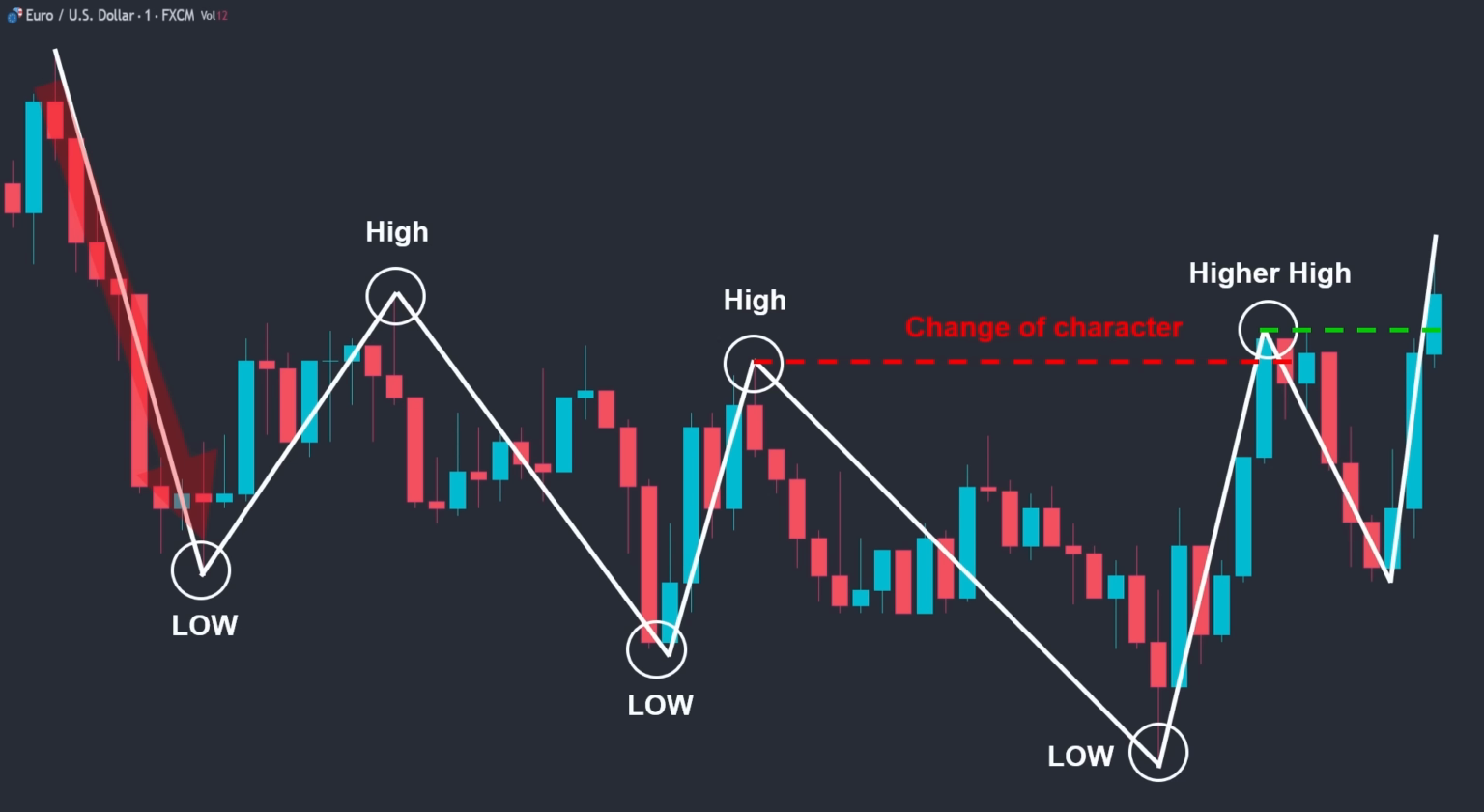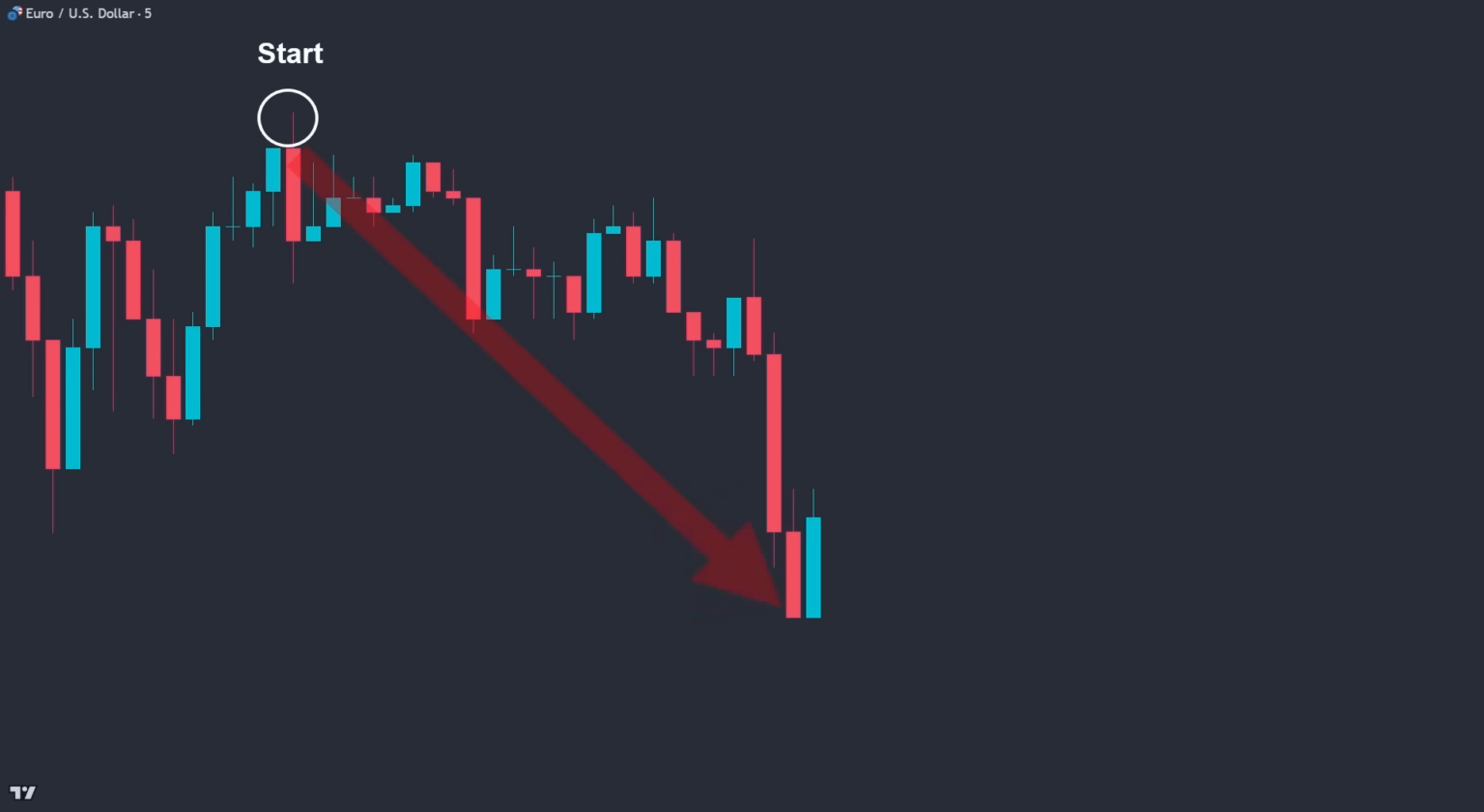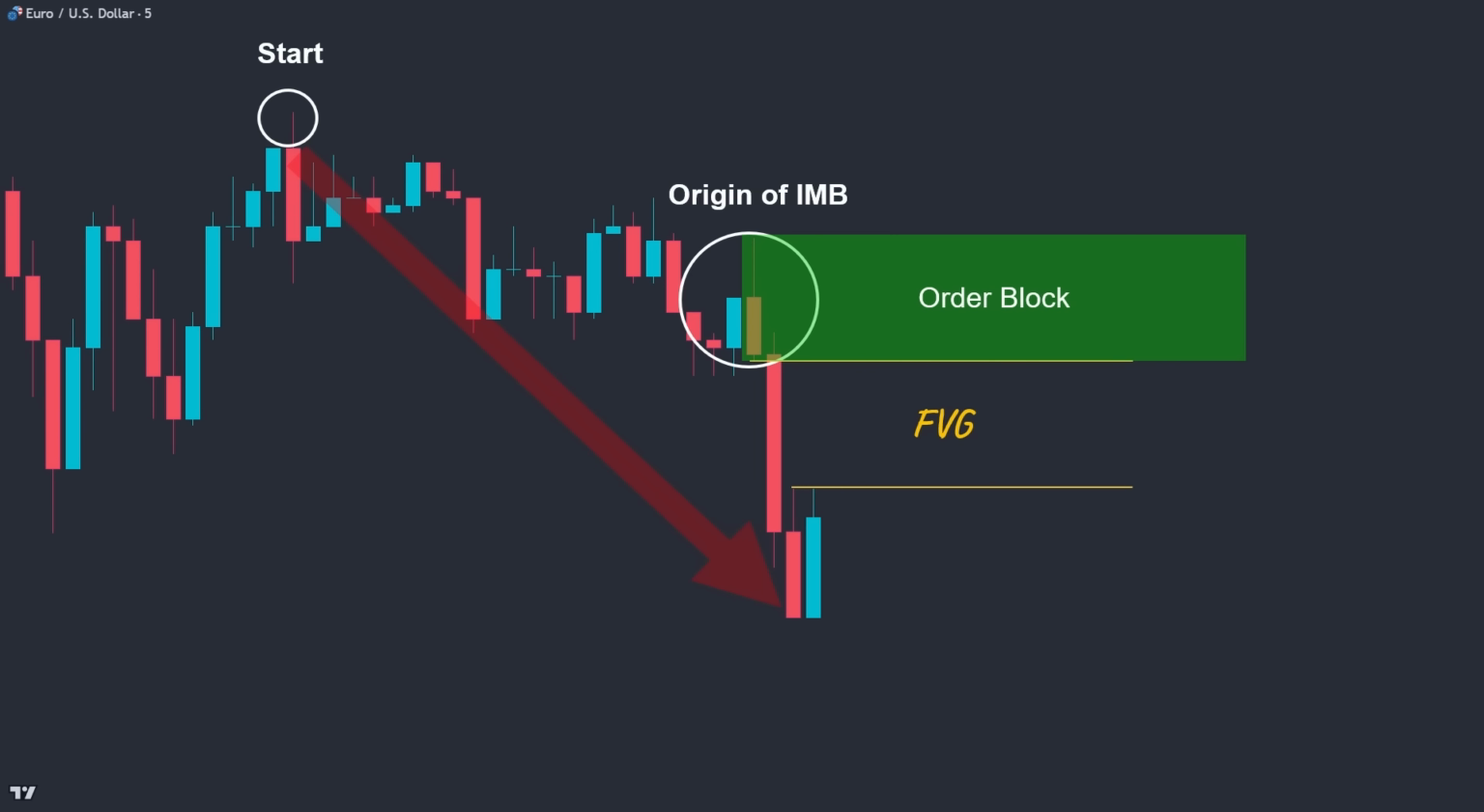Anything between them is considered the internal structure or minor swings, but sometimes they can also provide valuable trading information and opportunities. For example here, this marks the beginning of the latest bearish impulsive movement. However, the origin point of this imbalance is these candles. So, the supply order block is located here, and if the price returns to this level, it could offer a great trading opportunity.